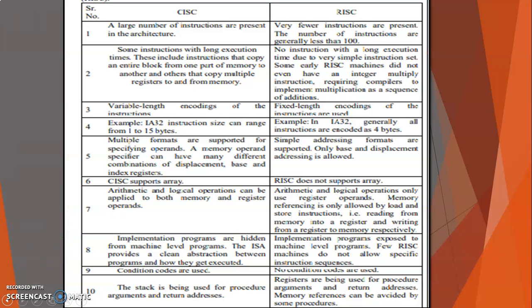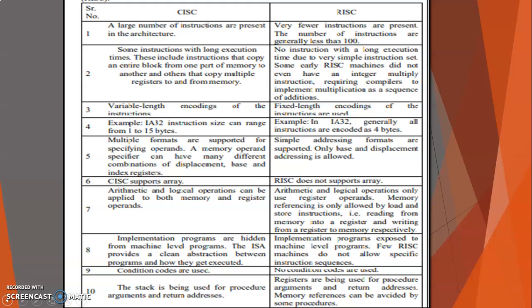Next is the difference between CISC and RISC. CISC: a large number of instructions are present in the architecture. RISC: very few instructions are present. The number of instructions is generally less than 100.